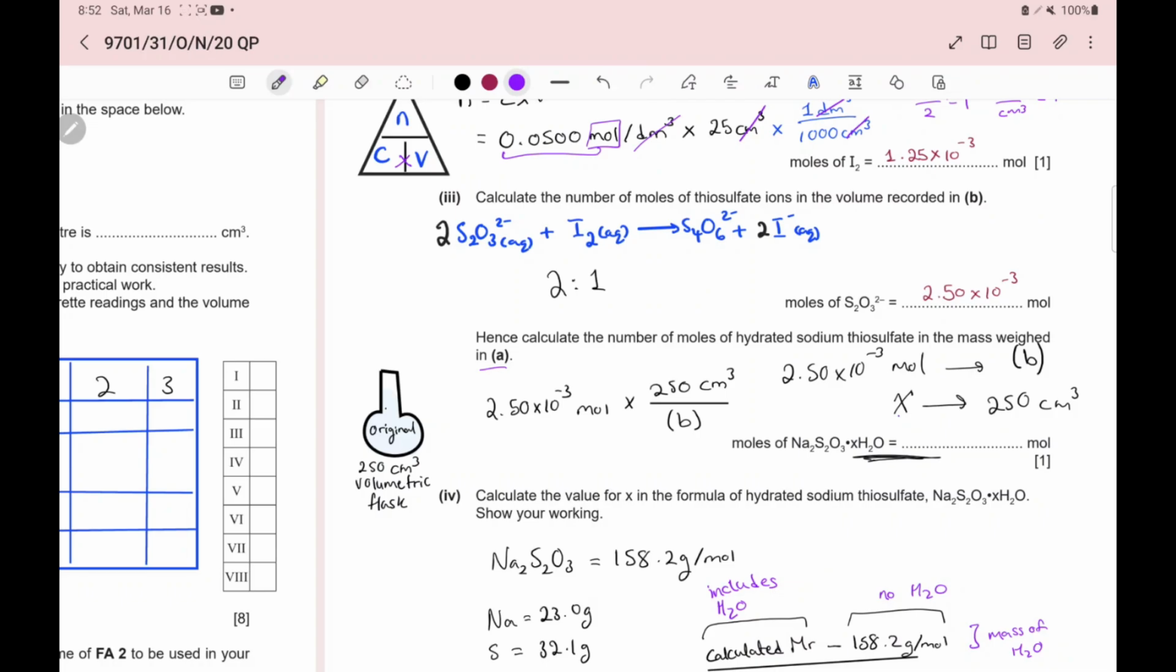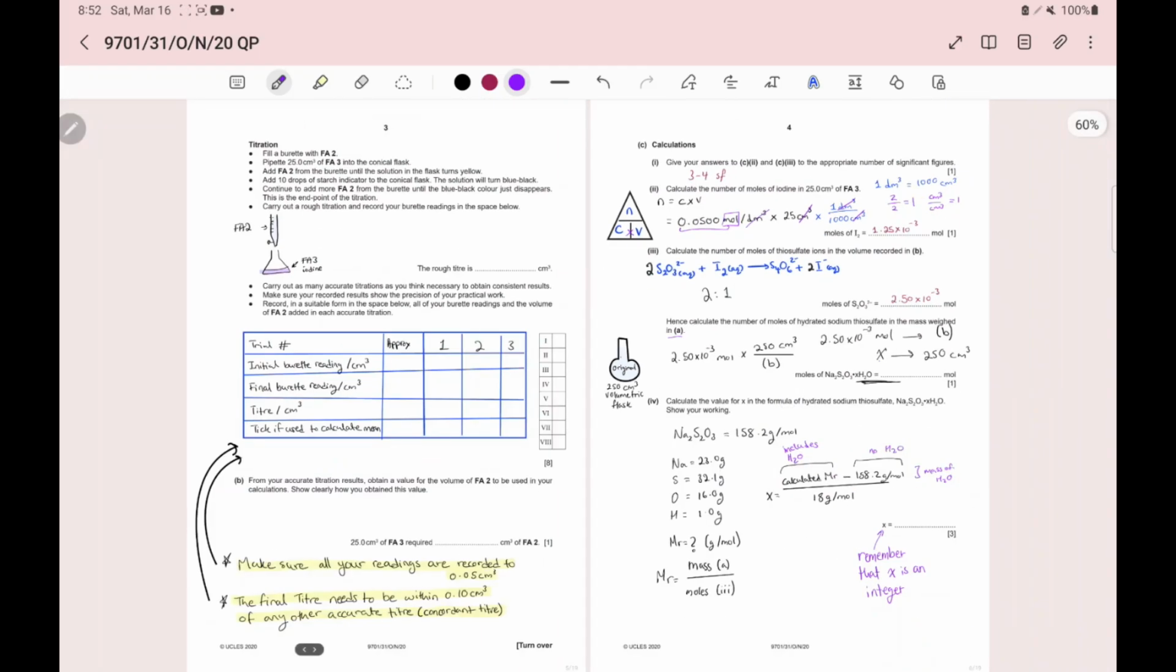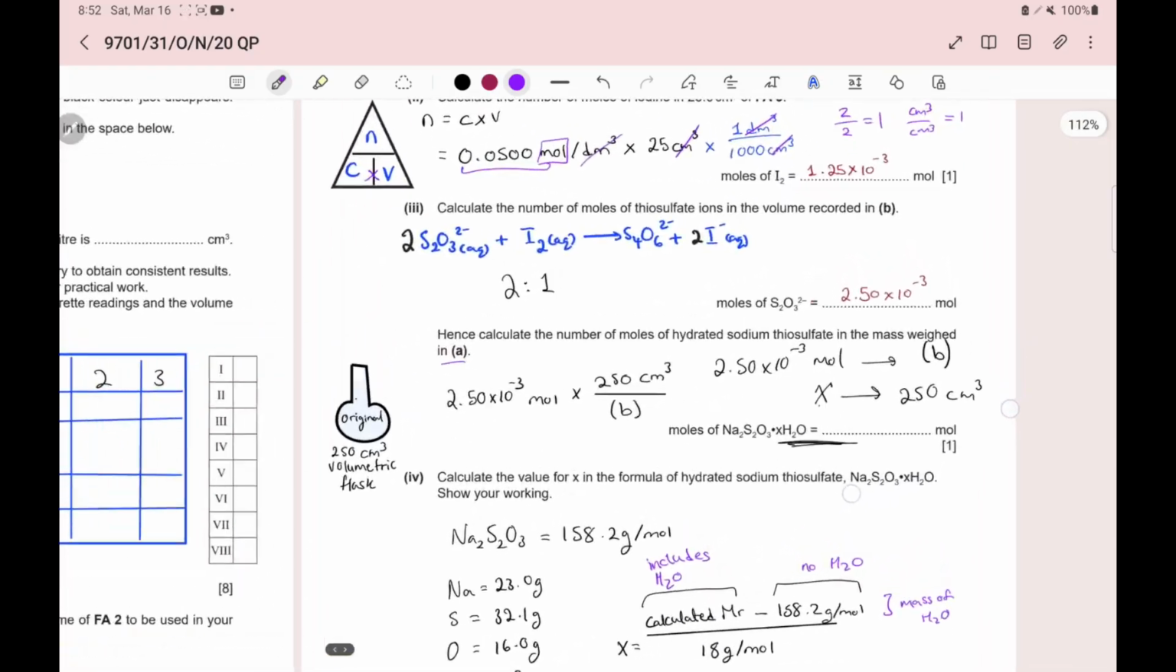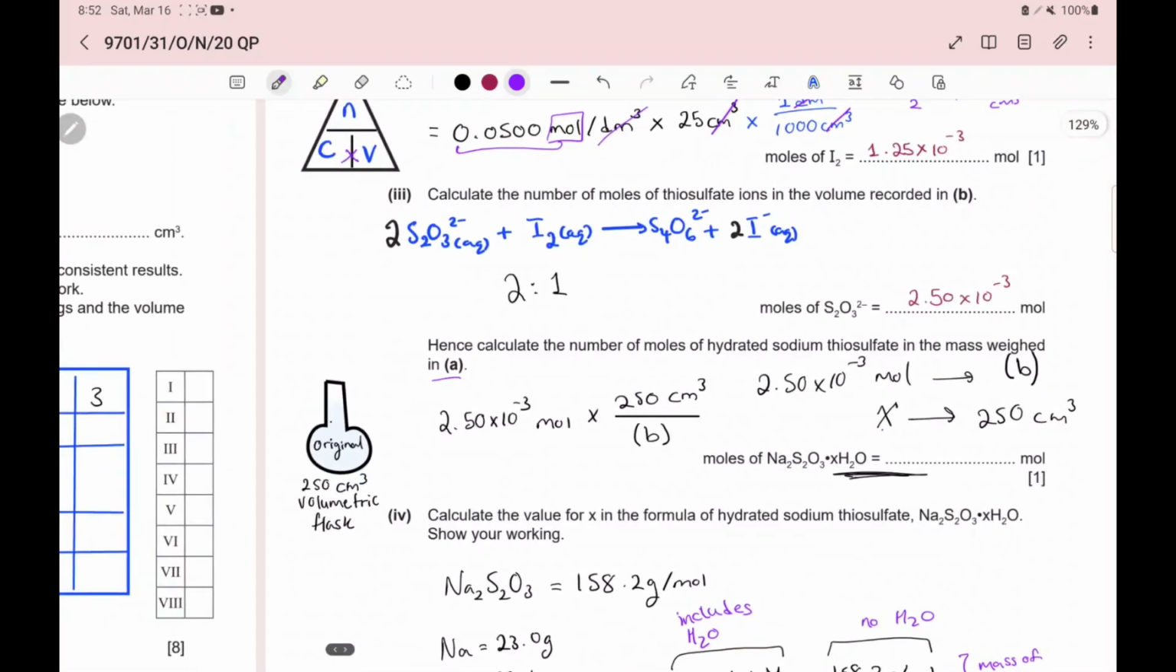Then we're going to calculate the number of moles of hydrated sodium thiosulfate in the mass weighed in A, so in our original mass. The 2.5 times 10 to the negative 3 was the number of moles in the thing that we titrated, the 25-ish centimeters cubed, or whatever amount we found in B when you're actually doing the experiment. But how much is there in the 250? So I like to use this sort of logic. 2.5 is in B, X is what we're trying to find, and 250.